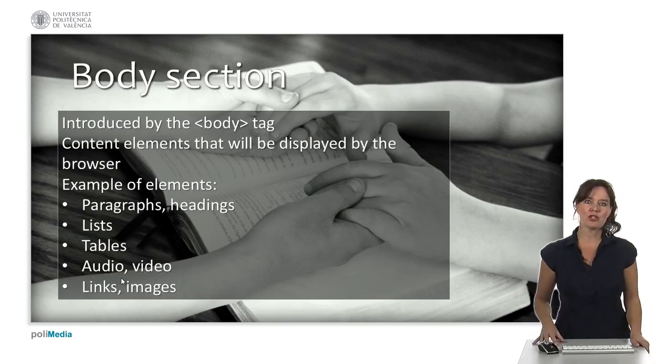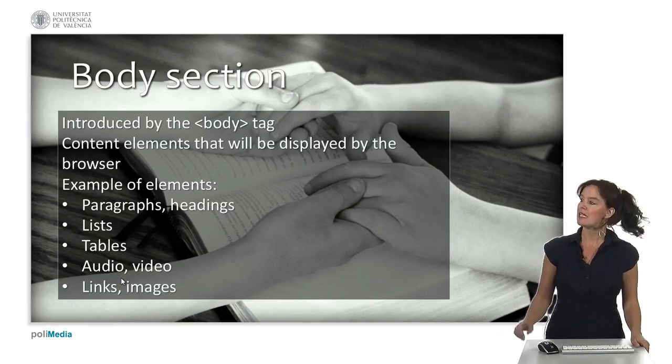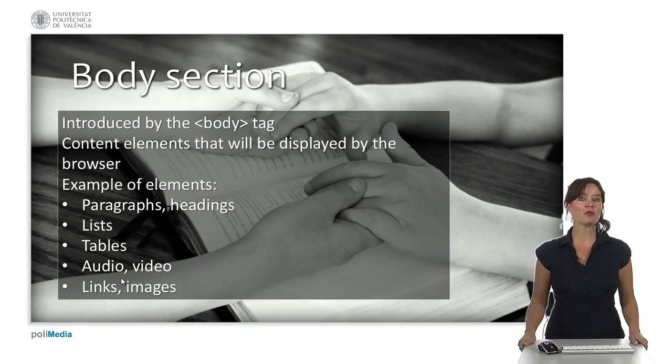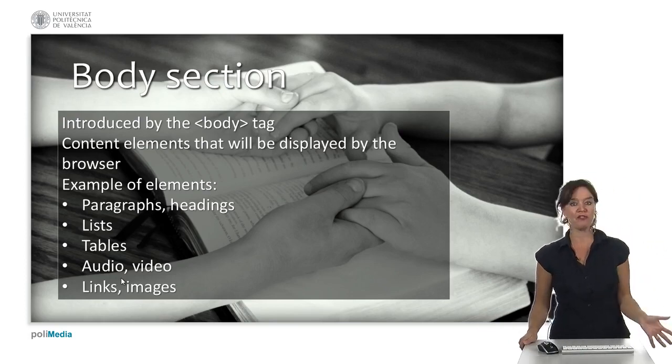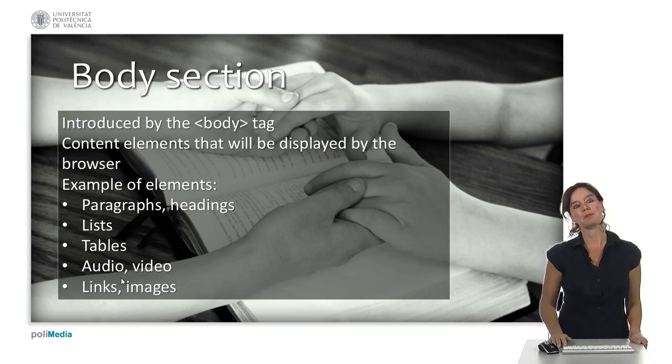So the body section contains content elements that will be displayed by the browser. And as we said, it will be introduced with the body tag. An example of content elements that we can have in the body are paragraphs, headings, lists, tables, audio and video, links and images. So let's look at each one of those.